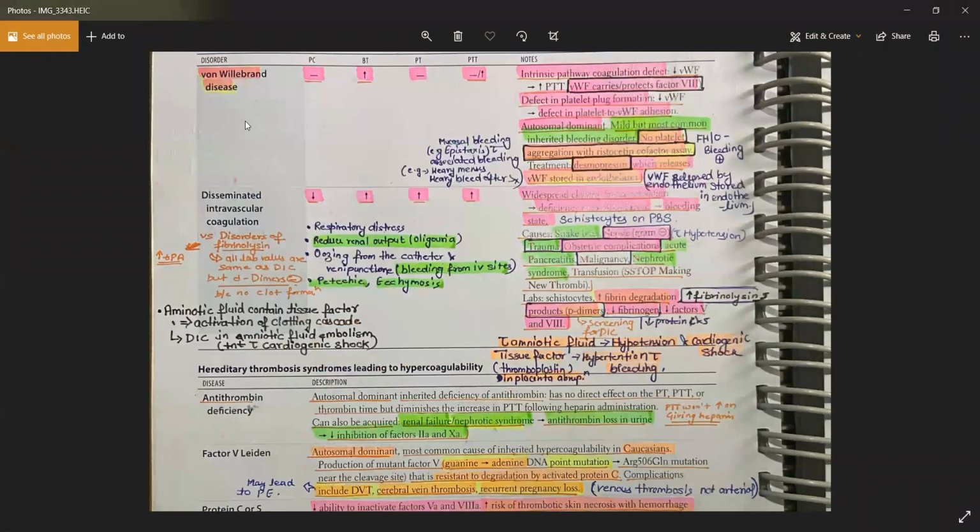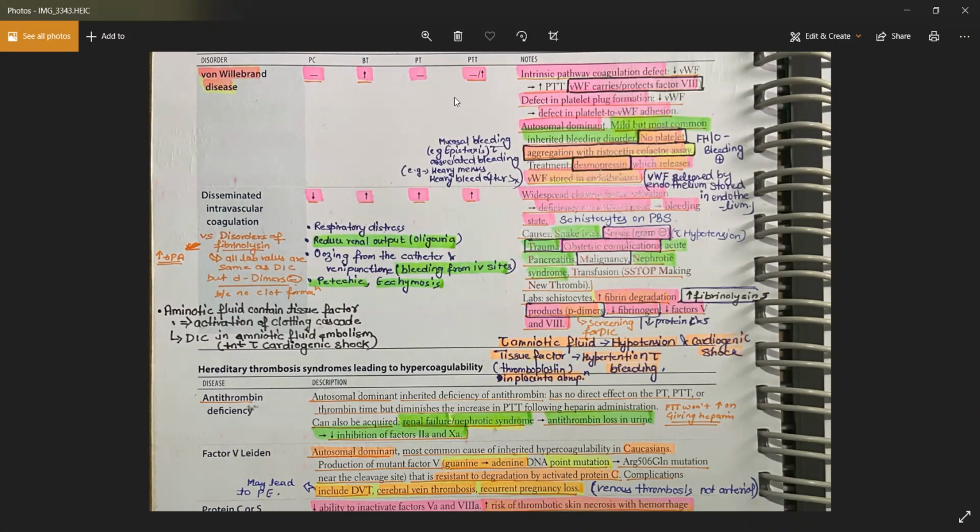Now, you know that von Willebrand factor is responsible for the attachment of the platelets to the endothelium, and this factor also carries factor 8. So whenever you have a deficiency of von Willebrand factor, first you will have an increase in the bleeding time, because the aggregation of the platelets with the endothelium cannot happen. And second is the increase in PTT because of loss of factor 8.